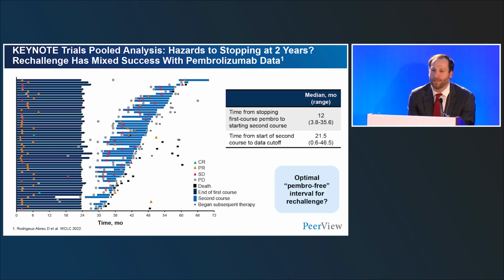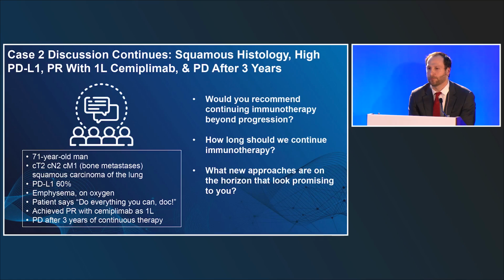So what the data shows is that indeed with a longer time off of therapy, when you re-challenge, you tend to have a higher success rate with pembrolizumab. And we don't know what that cutoff time is for the interval of re-challenge. Some people say 6 months, some people say 12 months, but definitely patients who have had a longer time off of therapy, or 3 months or longer, seem to have a higher likelihood of having a response when you re-challenge.